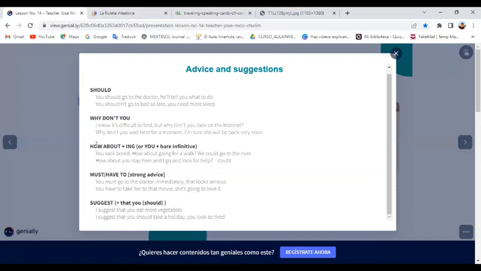And here we have how about plus ing. Have you ever heard about it? Have you ever heard about this expression? How about? Yeah, it works like the suggestions. Yes, that's right. It's like a suggestion. Okay, how about? ¿Por qué no igual?